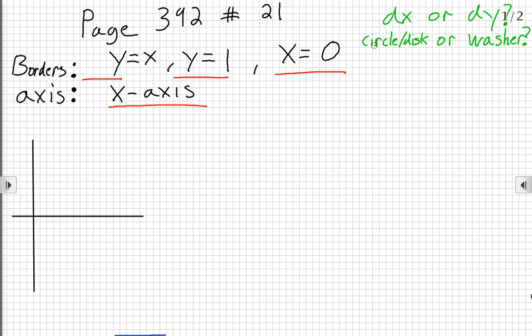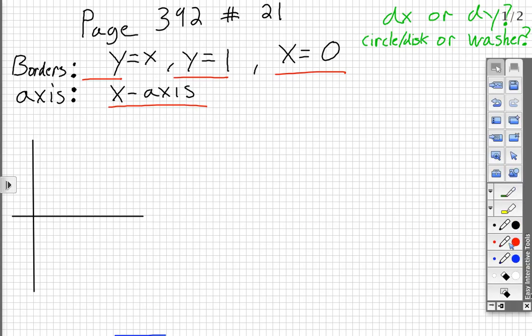In the top right corner, there are a couple of questions. We need to answer the question dy or dx, and we need to answer the question circle, disk, or washer, in order to pick the right strategy. The answer to both of those is going to come by looking at the x-axis, which is the axis of revolution.